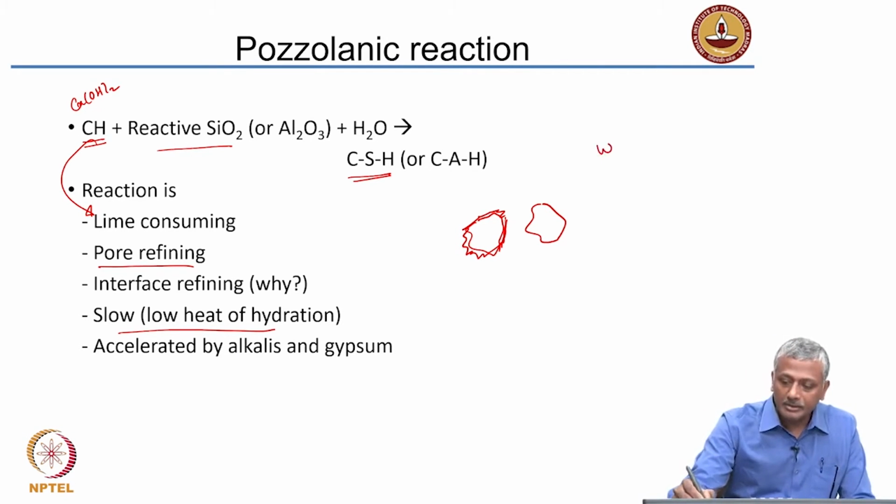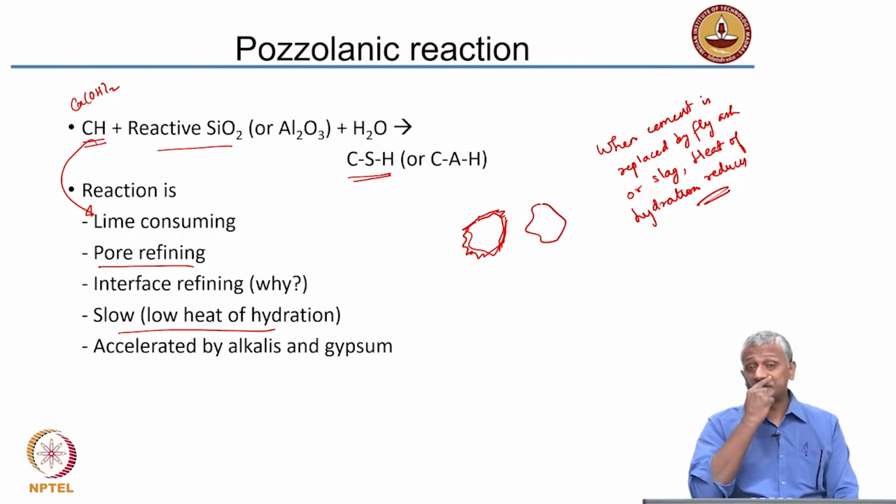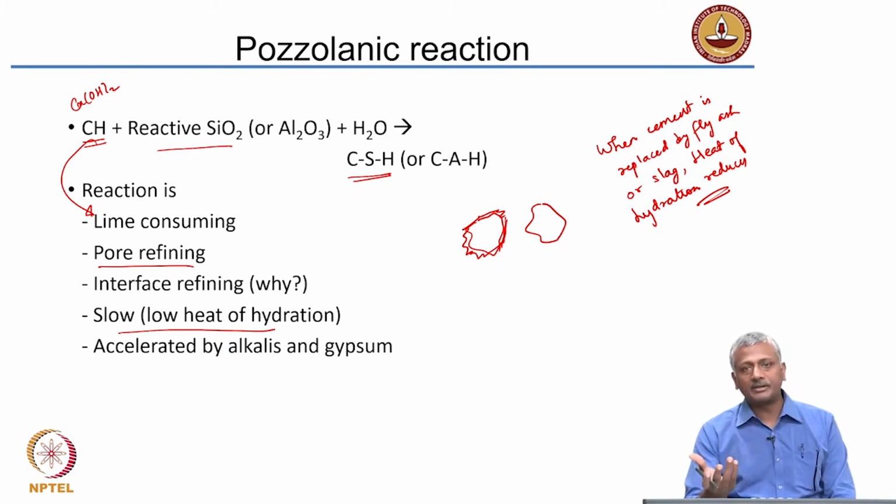So when cement is replaced by fly ash or slag, the heat of hydration reduces. So what happens is, instead of using a low heat cement for certain applications like a dam for instance, I can still use a general purpose cement, type 1 cement, but replace it partly with fly ash or slag. That will bring down the extent of heat.